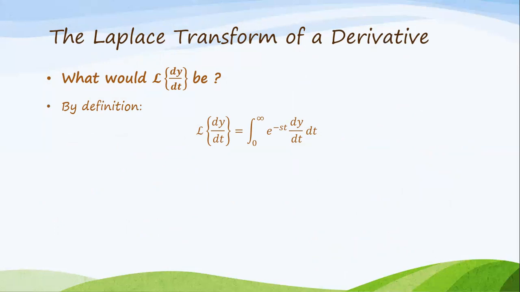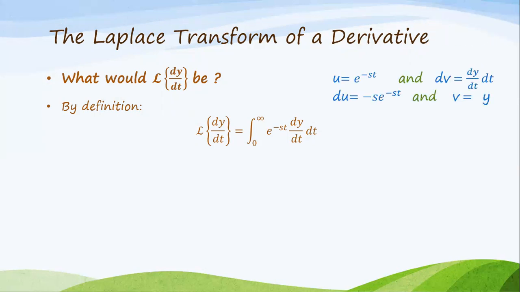The question we're going to ask here is, what would the Laplace transform of dy/dt be? Suppose y is some as yet unknown function, but it is one that has a Laplace transform, and that means it's exponentially bounded. What would its Laplace transform be? By the definition, we know that that Laplace transform would be the improper integral from 0 up to infinity of e to the minus st times dy/dt. It would be that improper integral.